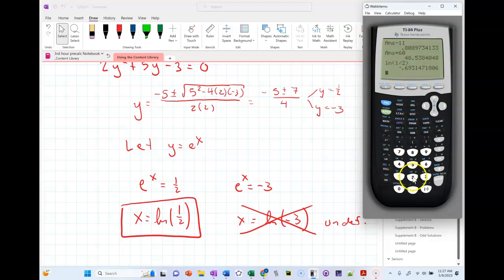And just so you can see, if I plug that back into my equation, so I do 2 times the natural log of e to the 2x, and then plus 5 times the natural log of e to the x minus 3, and instead of x, I put in that number that we just came up with. I do indeed get the 0 I'm supposed to, so I know that answer is correct.